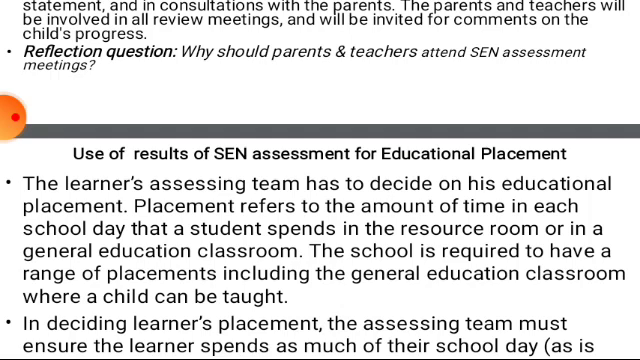Let's talk about use of results of special educational needs assessment for educational placement. The learner's assessing team has to decide on his educational placement. Placement refers to the amount of time in each school day that a student spends in the resource room or in a general education classroom. The school is required to have a range of placements, including the general education classroom, where all children are to be taught or can be taught.